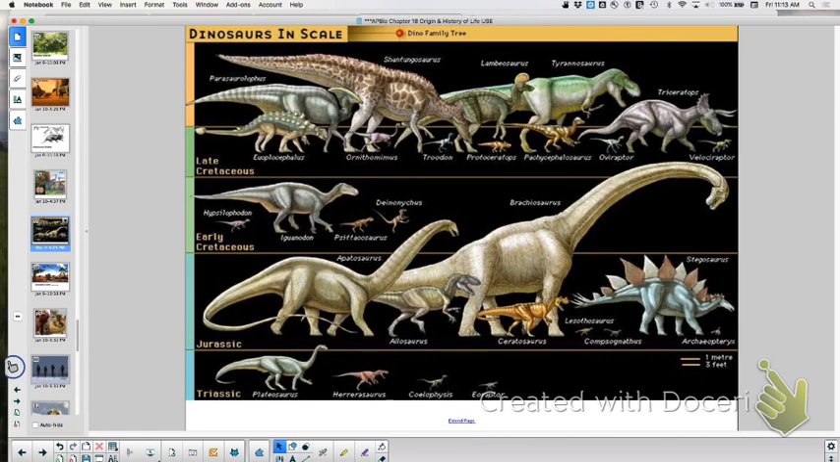All right, good. Let's write some notes down about the Mesozoic era. Plants, you have gymnosperms and the beginnings of angiosperms. Animals, you have reptiles to early mammals.